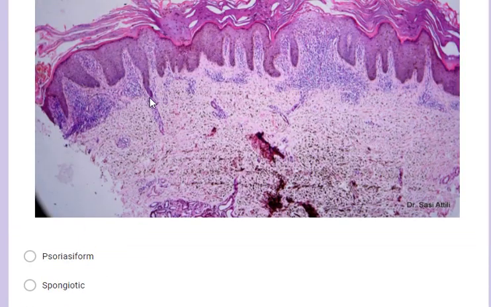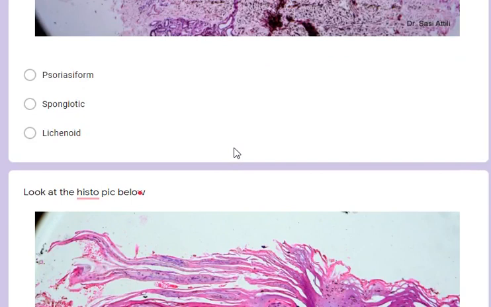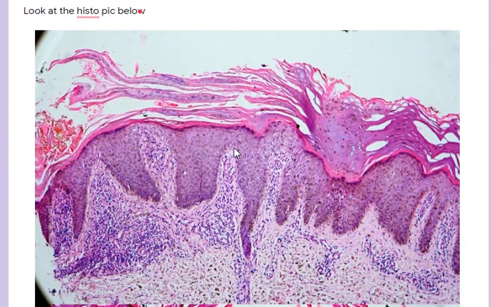It doesn't look lichenoid. Lichenoid usually has a band-like infiltrate, but doesn't have this elongation of rete ridges, and it's not patchy like this. Here the basement membrane looks pretty intact. So look at the histopics below.